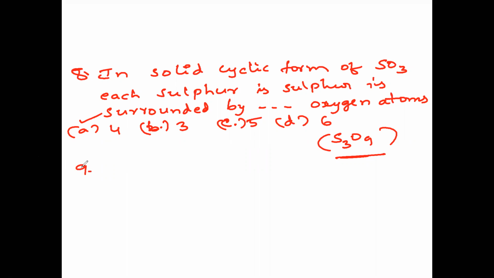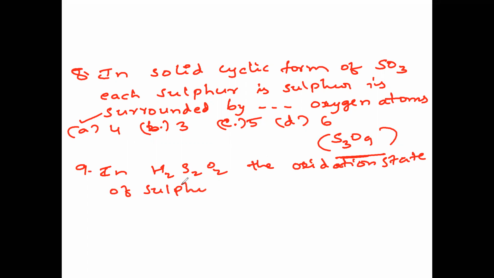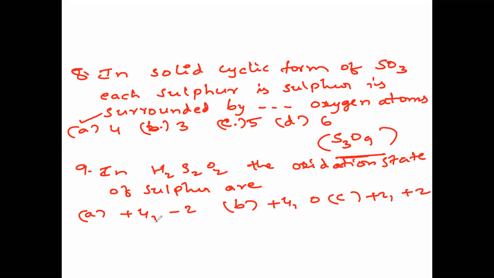Question number 9. In H2S2O2, the oxidation states of sulfur are: option 1, +4, -2; option 2, +4, 0; option 3, +2, -2, as I told you, the oxidation states are very important; and option 4, +4, -4.